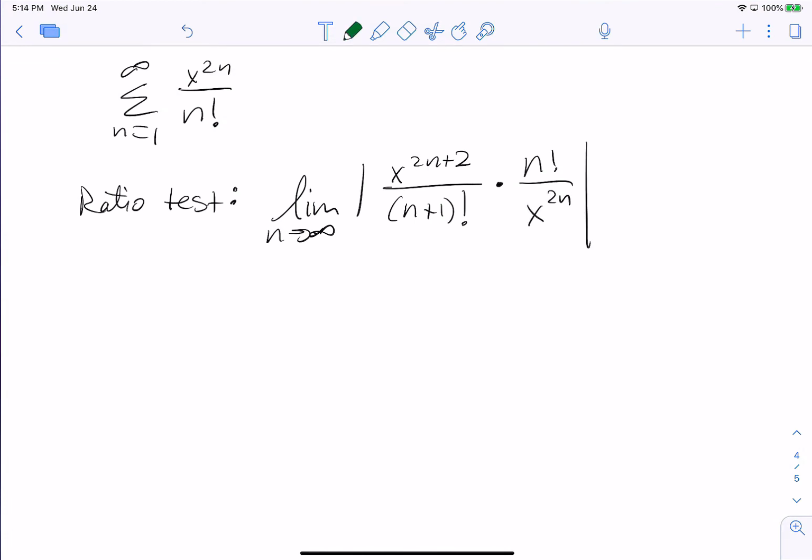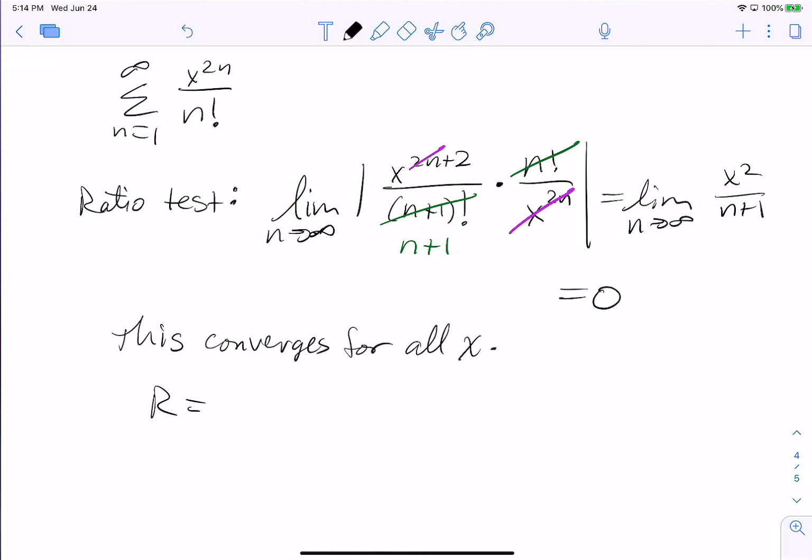All of the factors of n factorial divide out, and in the denominator we're left simply with a factor of n plus 1. The x to the 2n is going to divide out, and that'll take out 2n factors of x in the numerator. We're left with x squared. This then becomes the limit as n approaches infinity of x squared divided by n plus 1, which is equal to 0. I have n in the denominator, and if n goes to infinity, that expression goes to 0. So this converges for all x. That means the radius is infinity, and the interval goes from negative infinity to infinity.